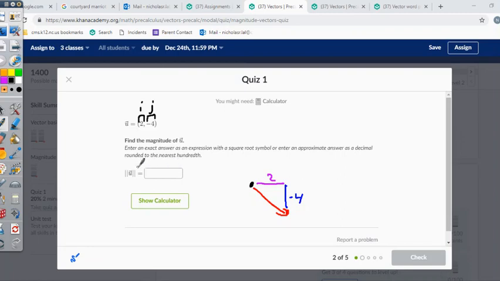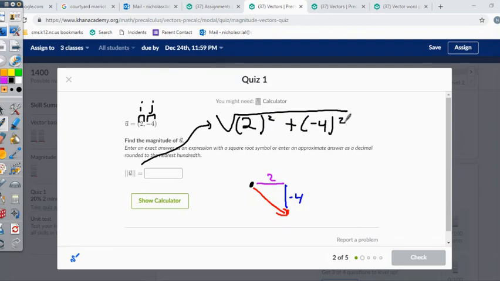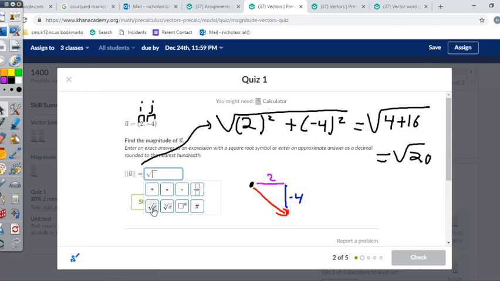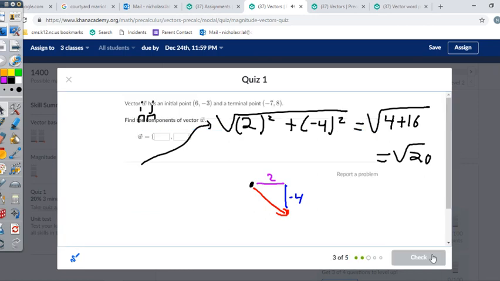And we can find the magnitude, hopefully you can see it, by using the Pythagorean theorem. So the magnitude of vector u is going to be equal to the square root of 2 squared plus -4 squared, which is equal to the square root of 4 plus 16, which is equal to the square root of 20. You can answer the expression with a square root symbol, and because of that, I'm just going to put in the square root of 20, and hopefully that will be the right answer. It is. Excellent. Next question.